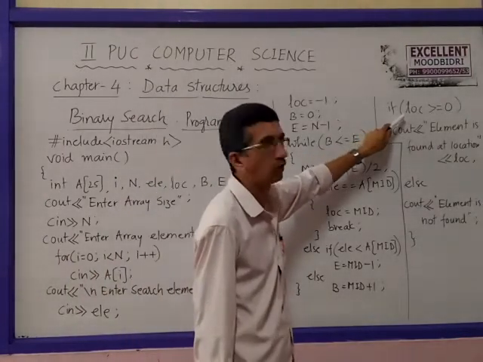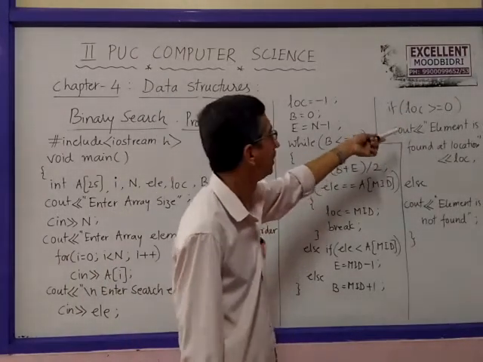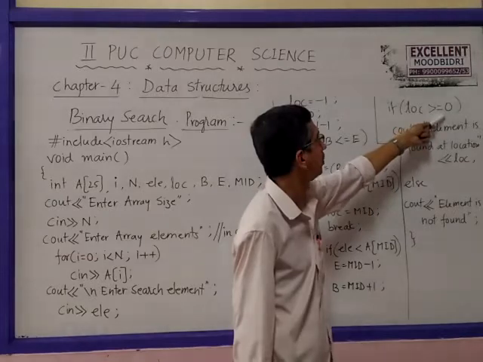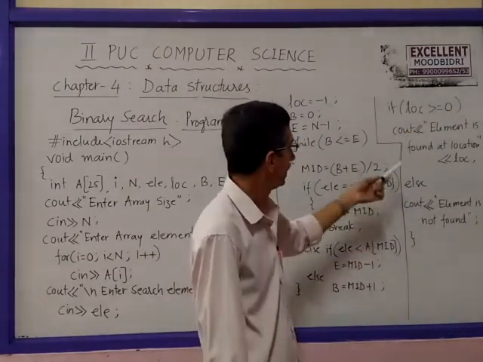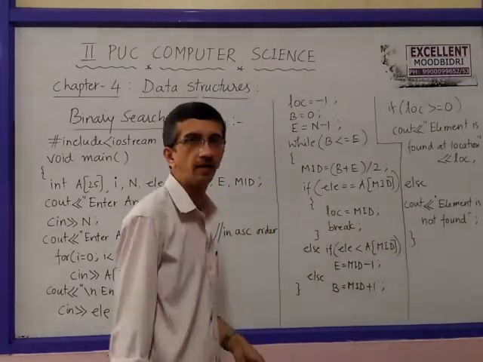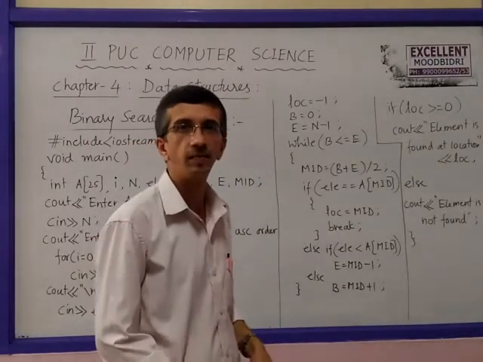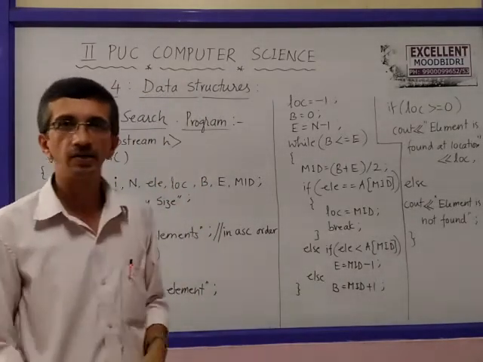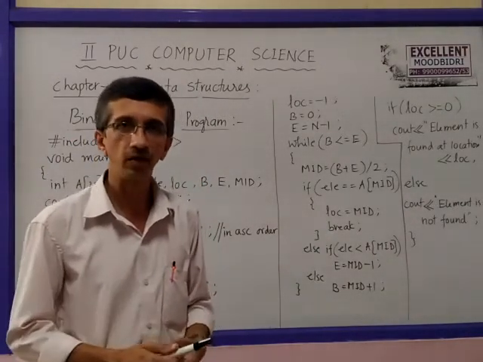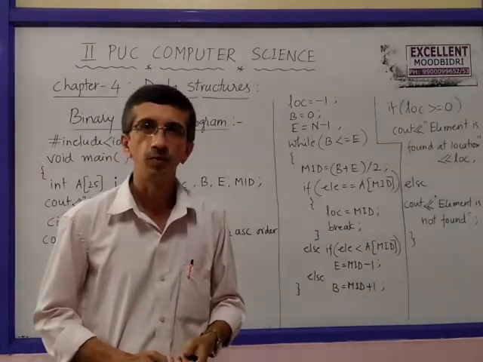So if and else if with else, this is within the while condition. Next, check the value of location as we have done in the case of linear search. If location is more than or equal to 0, then element is found at the location LOC. Else, if not, element is not found because the location remains at -1. So this program, I think you are able to understand very easily. Once you remember the algorithm, easily you can write the program from that.